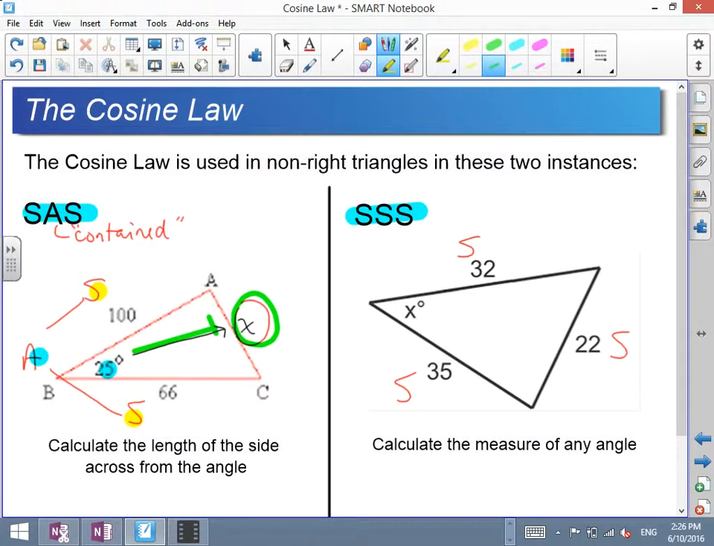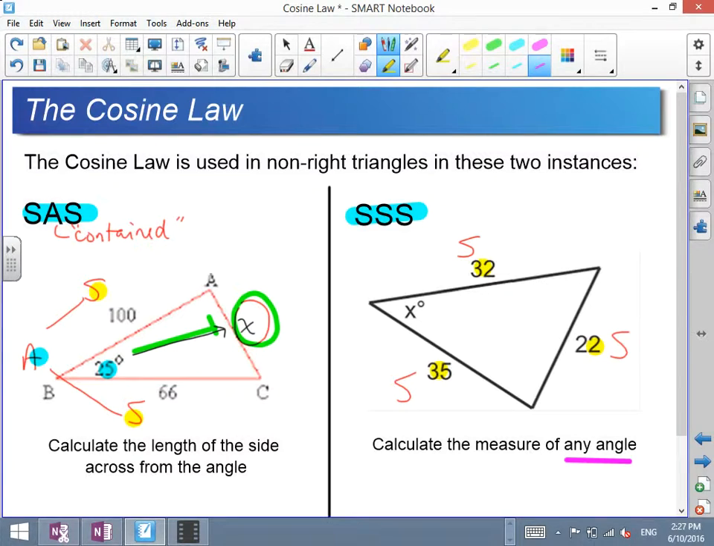On the other hand, if you don't have any information other than the side lengths, so you can see them right here, that's referred to as side, side, side. And you can find any particular angle measurement using side, side, side.